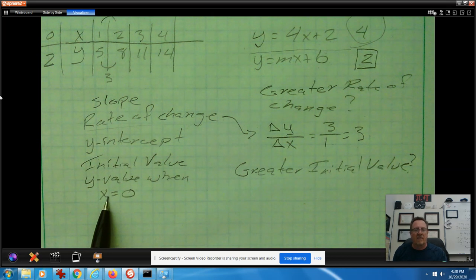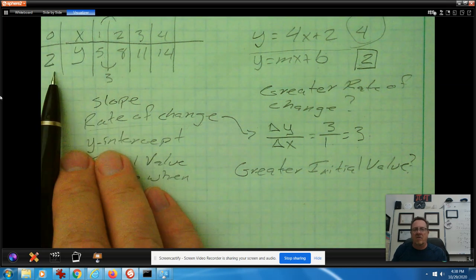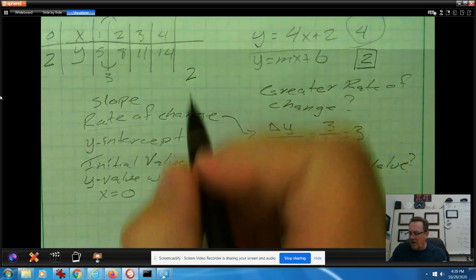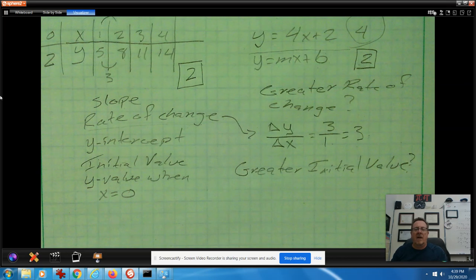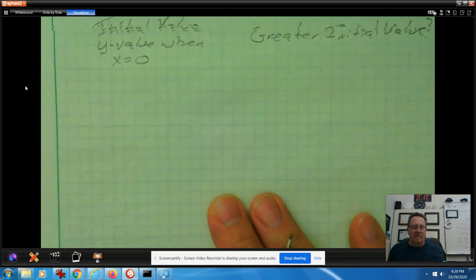We want the initial value, which is the y value when x is 0. When x is 0, y is 2. So the initial value for this one is 2. So if you were asked to compare these, which one's got the greater initial value, you'd say, you know what? They both started at 2. That's their initial values. So neither one is going to be greater. They're the same. Okay? Most of the time, one's going to be bigger than the other. But that's how you find it.